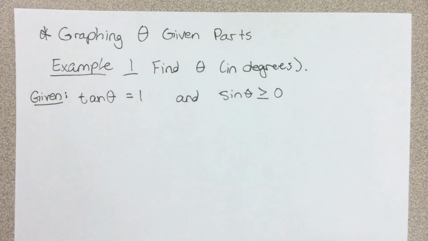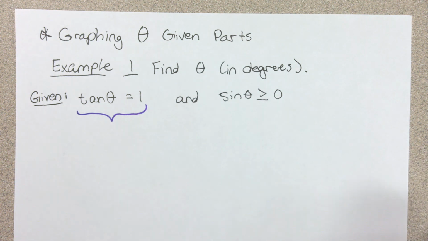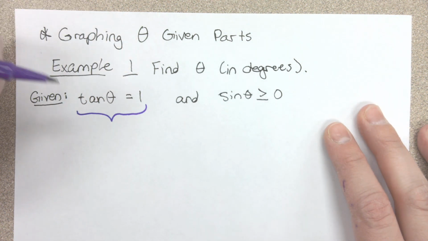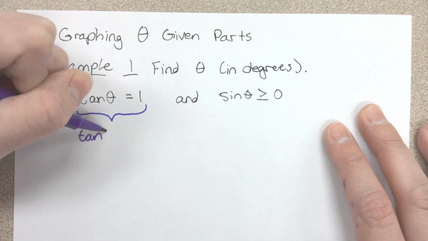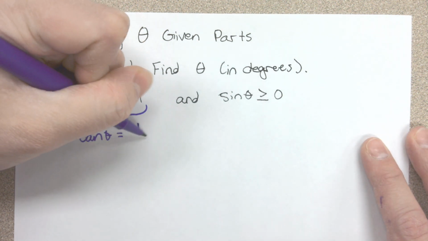So let's start with the tangent of theta. There's really three pieces of information we can take from this. Let's start by rewriting this as a fraction. If your number's 1, then that's the same thing as 1 over 1.